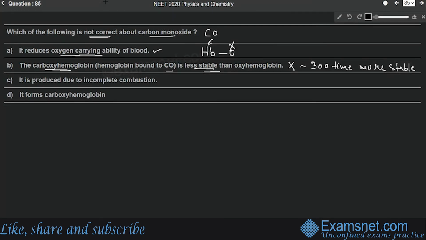The third one is it is produced due to incomplete combustion. So this is the correct statement. Due to lack of oxygen supply, carbon monoxide is produced. Now the last statement says it forms carboxyhemoglobin. It is already given in the question that hemoglobin bound to carbon monoxide is carboxyhemoglobin. So this is also a correct statement. Only incorrect statement is statement B. So option B is the correct answer.